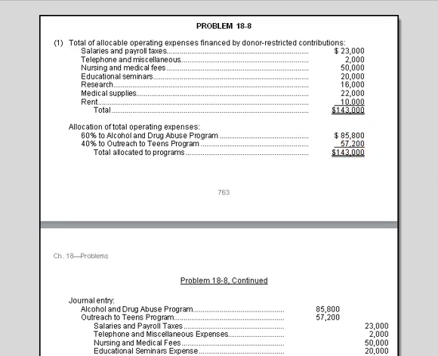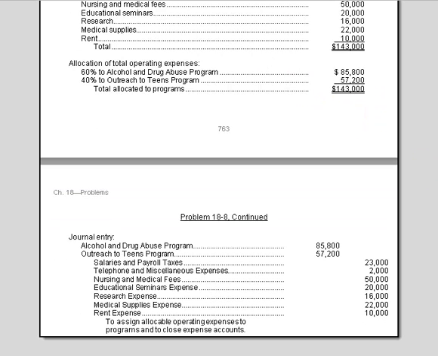There's our split. And if I slide up a little bit, we can also see that the journal entry to do this split, which will wind up with that 85,857.2, is a debit to the alcohol and drug abuse program, a debit to outreach, and then we credit all of those dollar amounts. Okay, that's the entry we need to do to assign allocable operating expenses to programs and then to close the expense accounts out. Okay, makes sense?